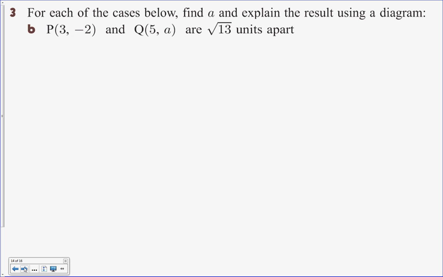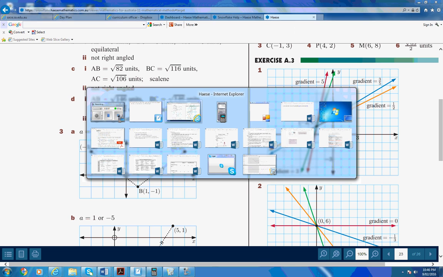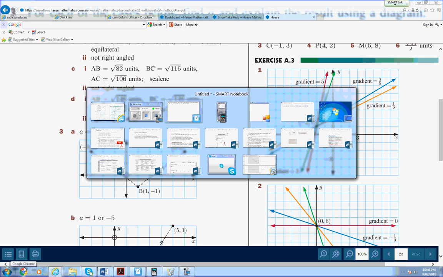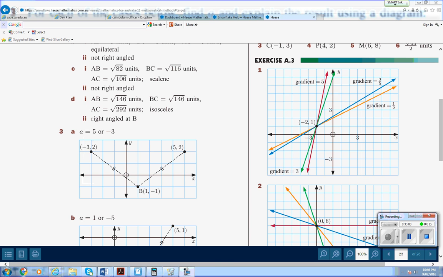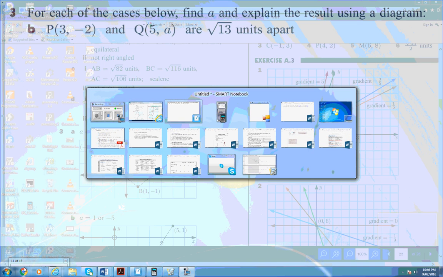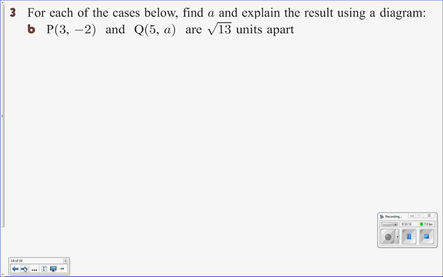Part B. We're going to follow through the same process. Just get back onto my bit that I was doing. Sorry about that, hit the wrong button. So for each of the following cases, find A. So again, we're going to go x1, y1, x2, y2, and that one there is going to be D.